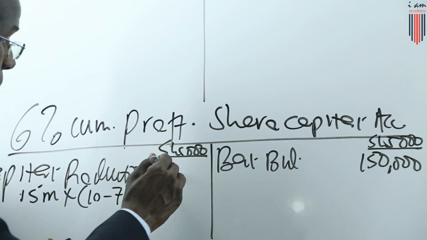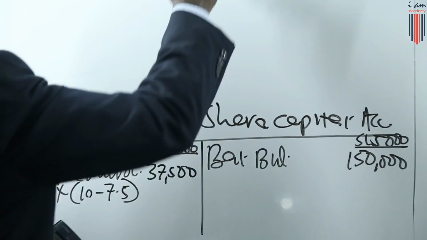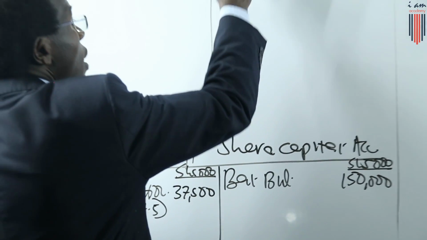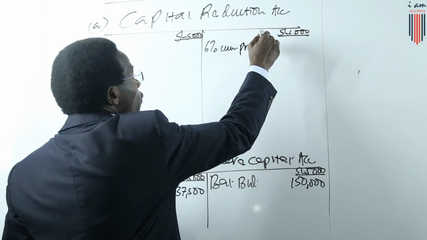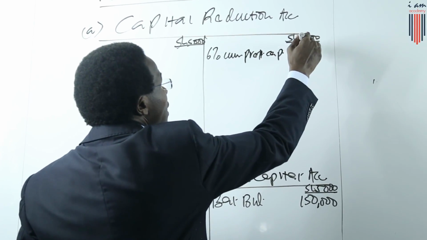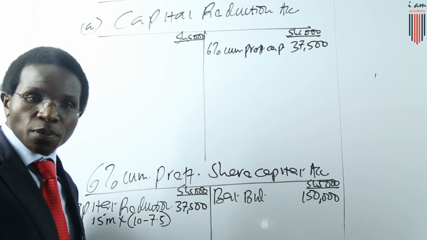So we'll come and talk about the 37,500. I'll debit my 6% cumulative preference share capital, I credit the capital reduction account, and that is 37,500. That's what you need to do.